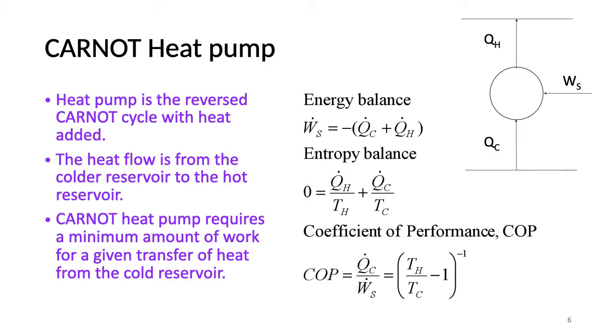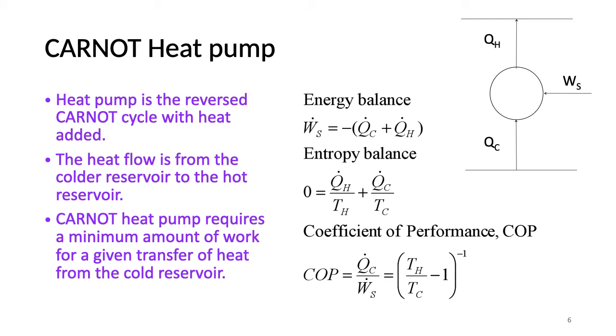Carnot heat pump. If we operate the Carnot cycle in reverse by putting work in instead of taking work out, it is called the Carnot heat pump. Now the heat flow is from the cold reservoir to the hot reservoir. The Carnot heat pump has the highest efficiency as it requires the minimum amount of work for a given transfer of heat from the cold reservoir. A heat pump is used for heating buildings during the winter.